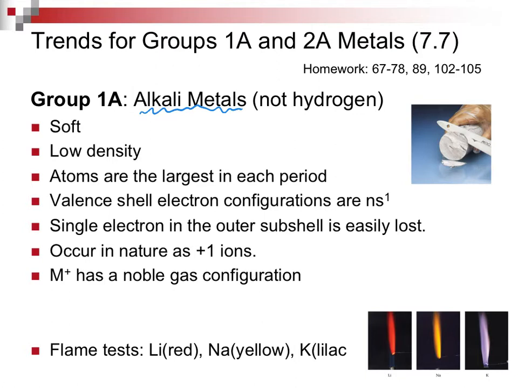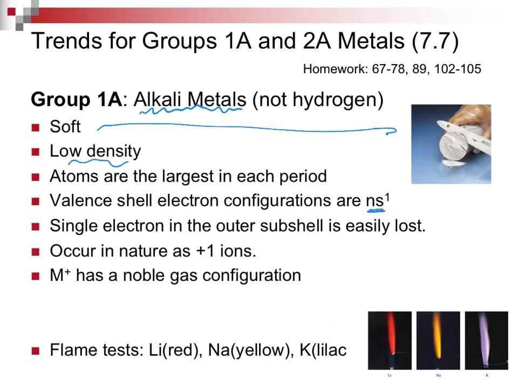They are very soft, and you can see the person cutting it with a knife. That is how soft these metals are. They have a very low density. Think of the lithium-ion battery. You know, it is in all of our devices. It is a very white light material. The atoms are the largest in each period, and I guess that's a fact. If you go from left to right, we're going to see smaller and smaller.